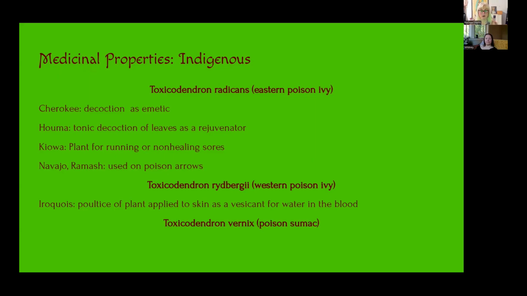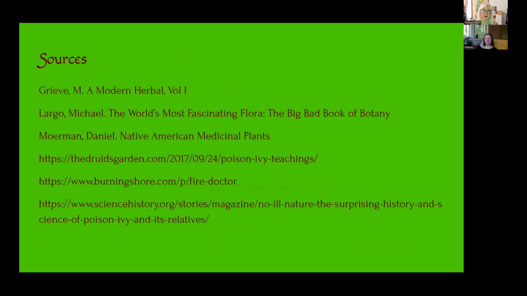Toxicodendron vernix, which is poison sumac. The Cherokee use it as a wash for foul ulcers, and they take it for fever, ague, asthma. I don't know what phthisic is, I think it's some sort of pulmonary disorder, and an ulcerated bladder. So these are my sources, and like I said, all that Native American use was found in Native American Medicinal Plants by Daniel Moerman. It's got everything you ever wanted to know and more.